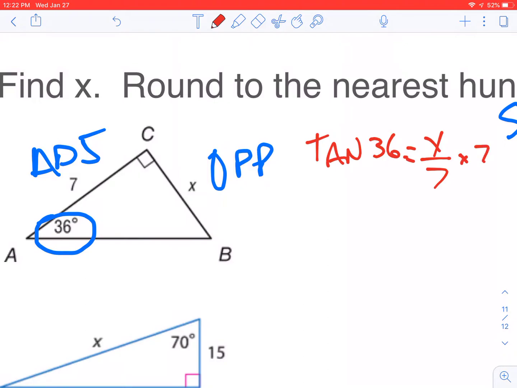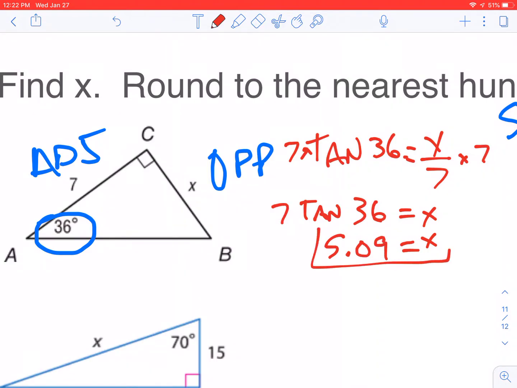I'm going to multiply both sides by 7. So 7 tangent of 36 equals x. I am going to type it in my handy dandy Google calculator. Since you guys all have computers and Chromebooks, that's what you should be using. Unless you have another calculator handy, I don't have one handy, I should. 5.09 is what we get.